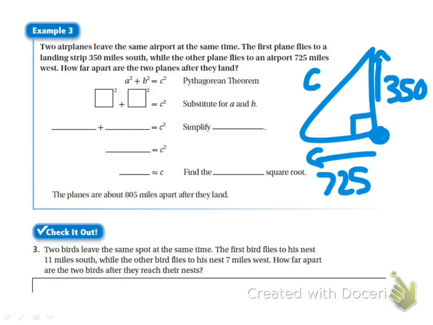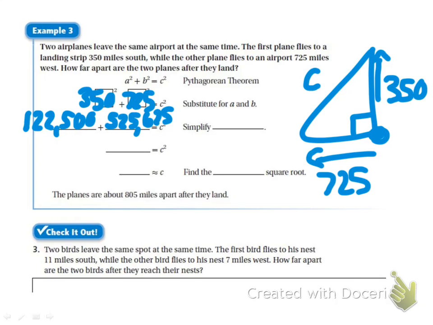So now I'm going to enter these numbers into my equation. 350 squared plus 725 squared. Now I have 350 squared is 122,500. I know it's a very large number. And 725 squared is 525,625. So we simplified our powers by squaring the numbers.